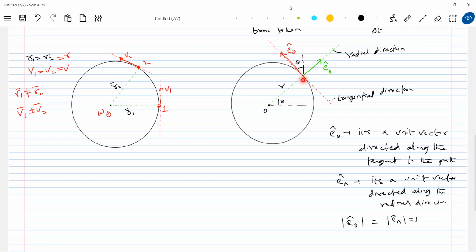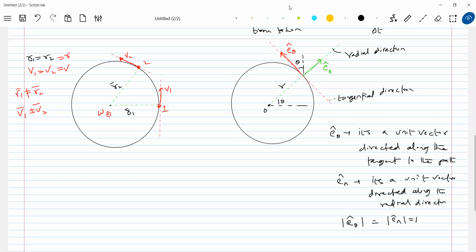If any quantity has a plus e_n cap, it means directed radially outward. If any quantity has a minus e_n cap, it is directed radially inward. If any quantity has a plus e_theta cap, you assumed this direction positive, so it will be in this direction. If you get negative, it is opposite to what you assumed, similar to i cap and minus i cap, k cap and minus k cap, the similar condition we put here.